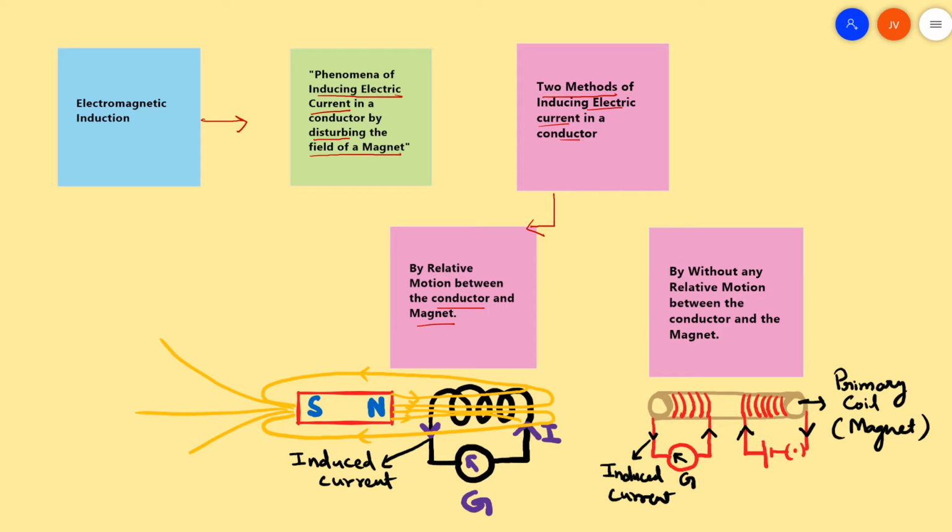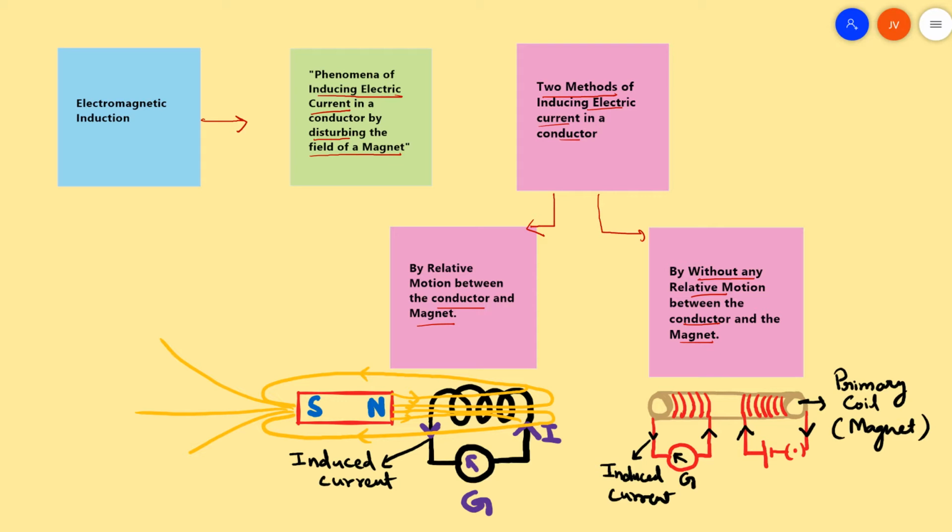When a magnet and a coil made up of a conductor are set in relative motion with each other, induced current is produced in the conductor by a natural phenomenon called electromagnetic induction, that was first observed by Michael Faraday. The second method of inducing electric current in a conductor is without any relative motion. That means even if there is no relative motion between conductor and magnet, induced current can be produced.